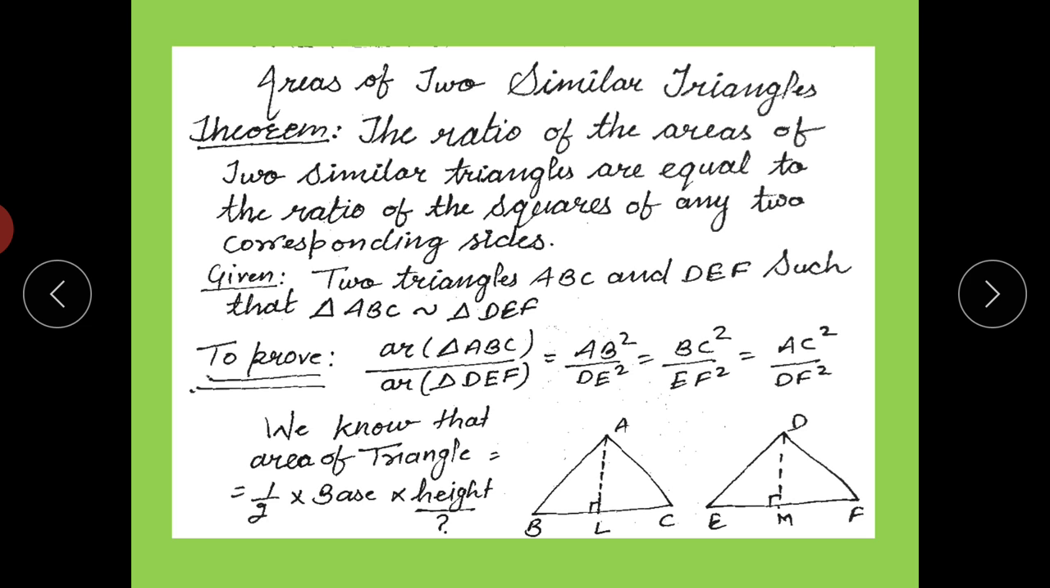So let's move ahead. First of all, we are talking about the area of a triangle, so you should know about the area of the triangle. The area of the triangle is equal to half into base into height. Half into base into height. Now the height is not there, so we have to construct it in the given triangle.